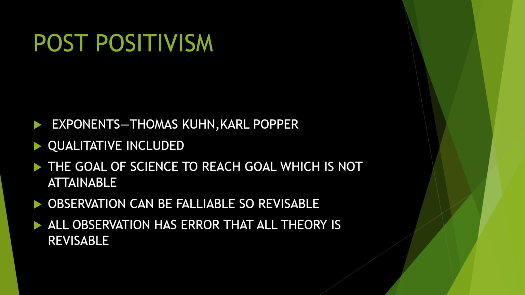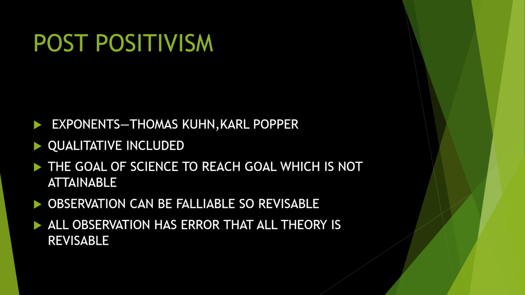Observation can be fallible. Fallible means error. If you observe something, your views can go wrong, so there is a chance for a mistake. So it has to be revisable. Revisable means other people can find fault in your work. If you do a work, you feel that it is correct, but if others look at your work, they might find some mistake in it. So it can be revised.